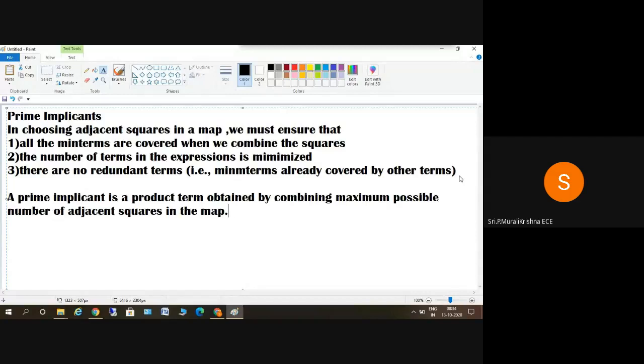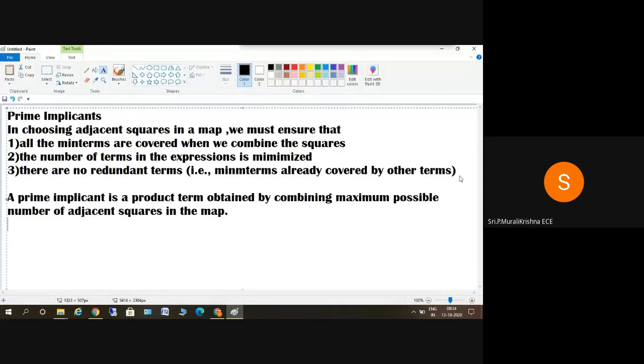The prime implicant is a product term that is obtained by grouping the maximum number of adjacent squares. So the product term we get after combining the maximum number of adjacent squares is called the prime implicant. We are combining the maximum number of min terms here, so min terms are covered, and the product term formed is called a prime implicant. Whatever product term we get, each one is a prime implicant.